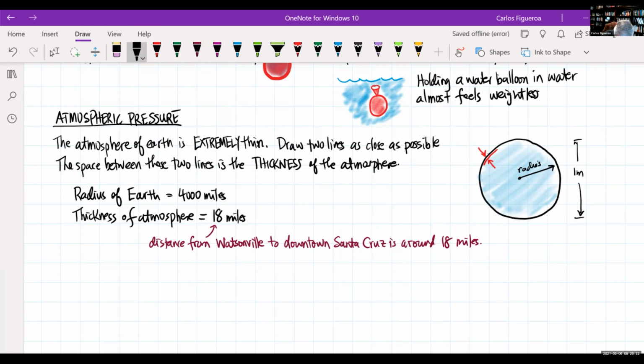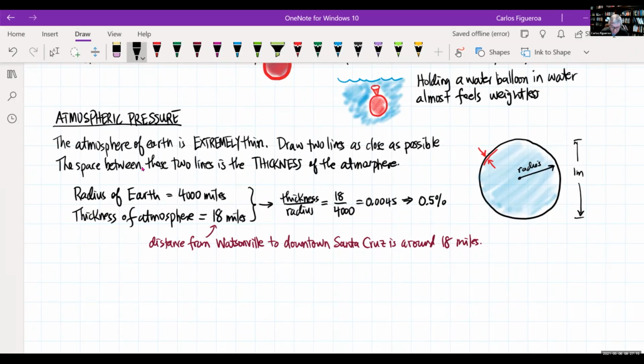It's not. So if I take these two numbers to give you a sense of this, I want to take the thickness of the atmosphere divided by the radius of the Earth, and this is 18 over 4,000, which turns out to be 0.0045, which implies that the thickness of the atmosphere is about 0.5%. It's not even 1% of the radius of the Earth.